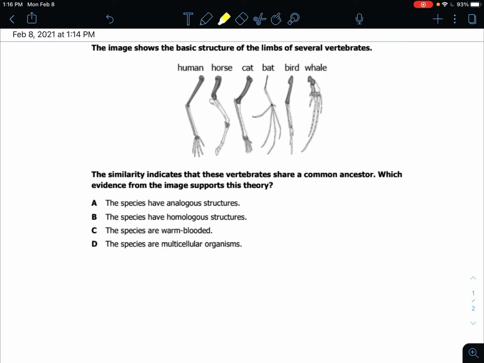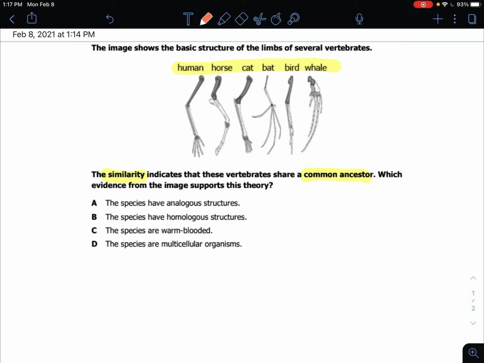Here's our bell ringer. Let's do it. So it says the image shows the basic structure of the limbs of several vertebrates. So here's the picture. Up here it shows what the species name is with their bones. Great. The similarity indicates that these vertebrates share a common ancestor, so they are closely related. What evidence from the image supports this theory?